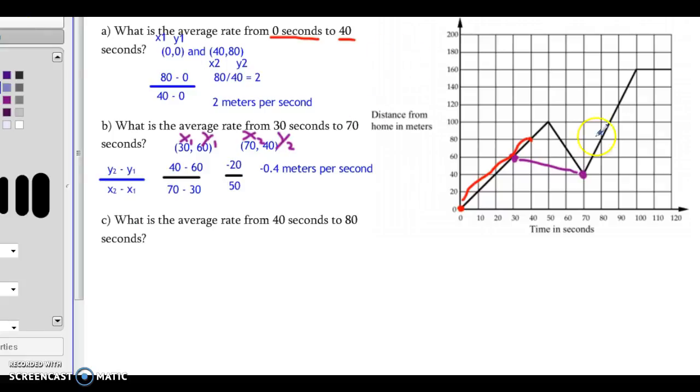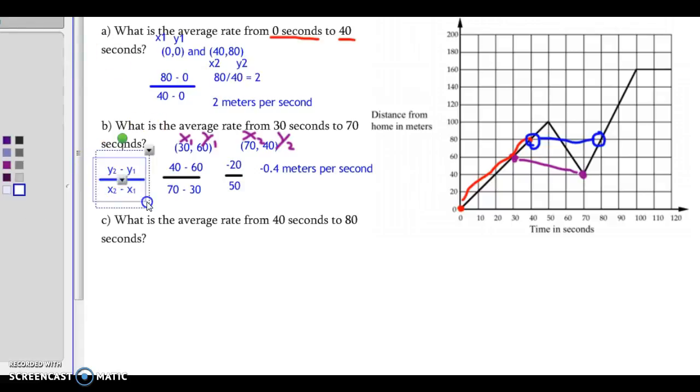Last but not least, what is the average rate from 40 seconds to 80 seconds? Try to use a different color here. From 40 seconds, I know I've drawn all over this, but 40 seconds is here. And 80 seconds is here. Before you do this problem, think about it. From 40 seconds to 80 seconds, what's the average rate of change? Did we change? Doesn't look like it. Let's see if the math bears that out.